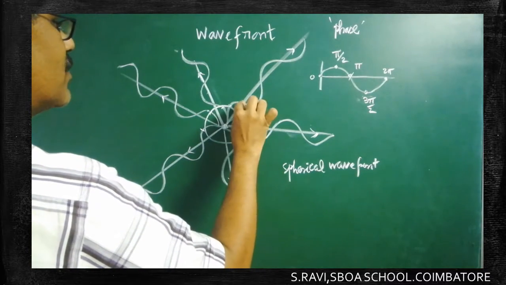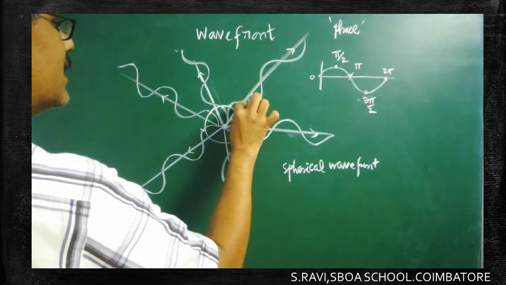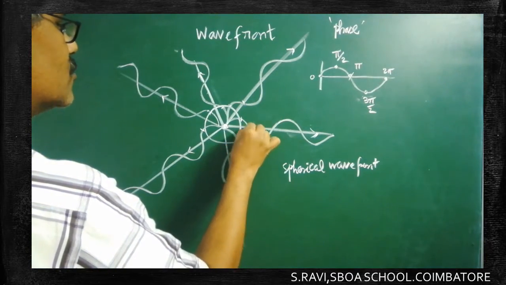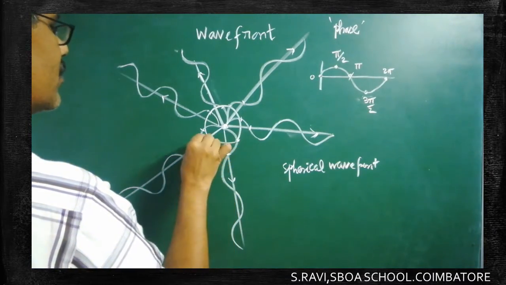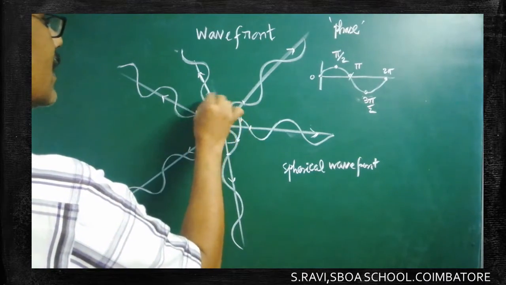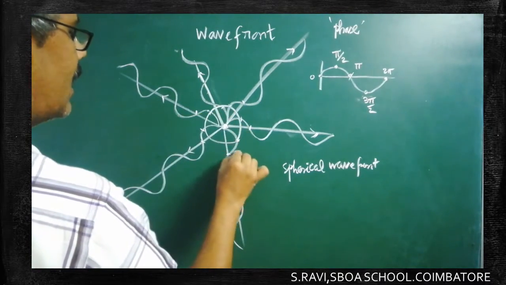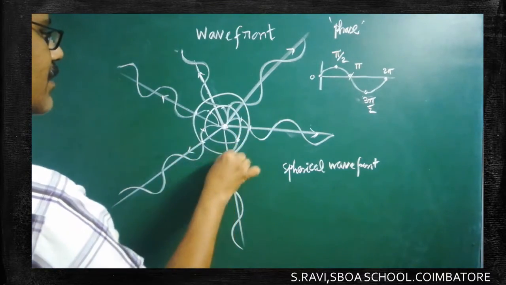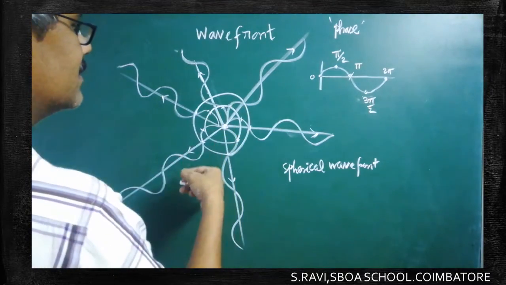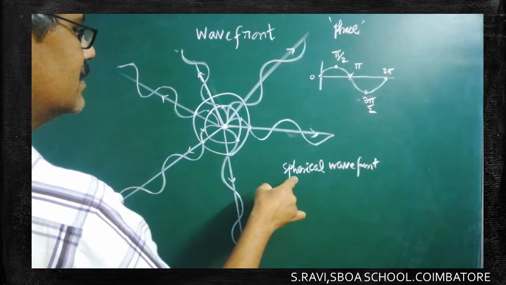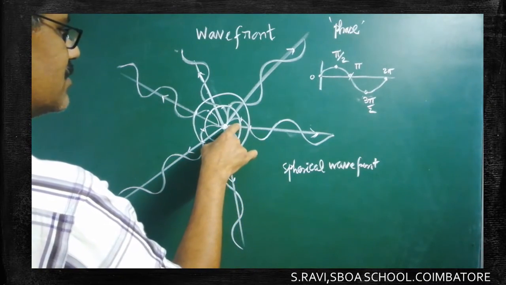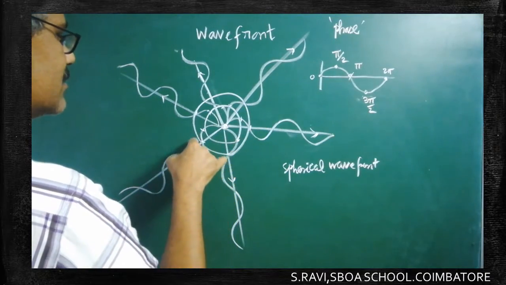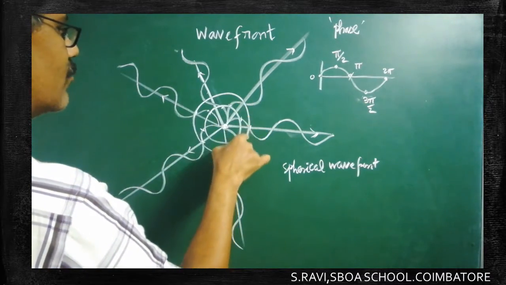Now I am going to choose another point. This is the phase of the particle where the phase is 180, that is pi. Here also pi, here also pi. Now you connect all the points. After connecting all the points with the phase of pi, you will get another wavefront. The shape of the wavefront is spherical in nature. So this is the first wavefront, and this is the second wavefront. This is the locus of all the points which have the phase of 180.